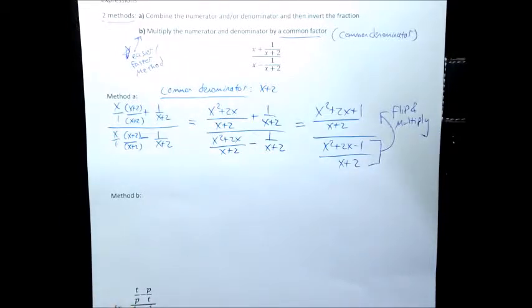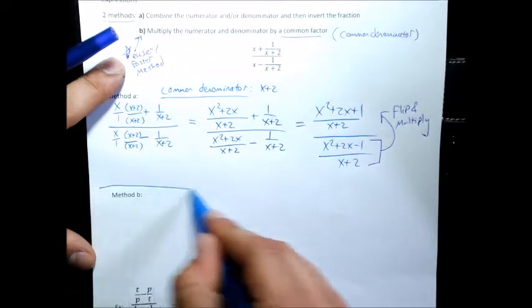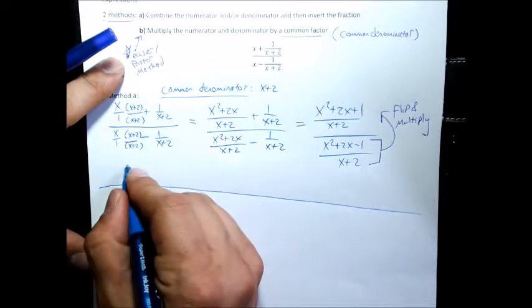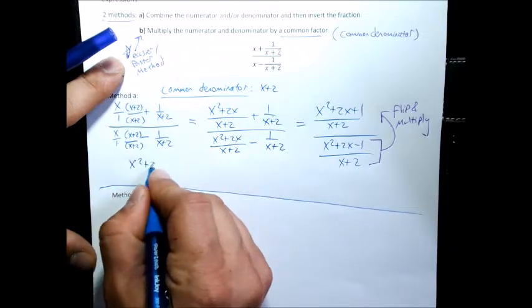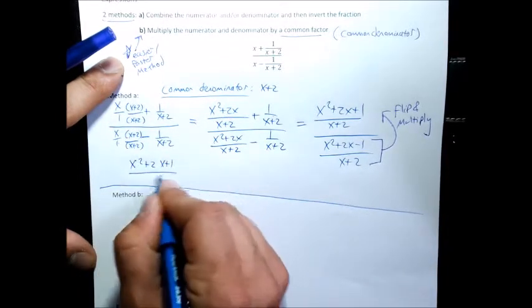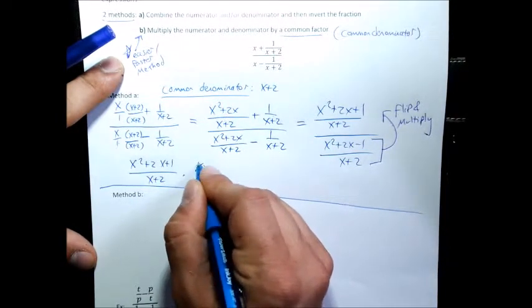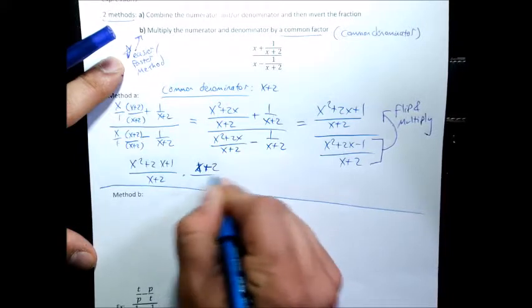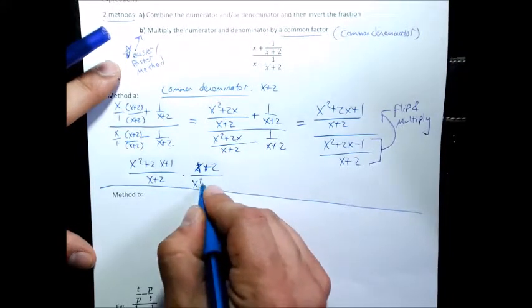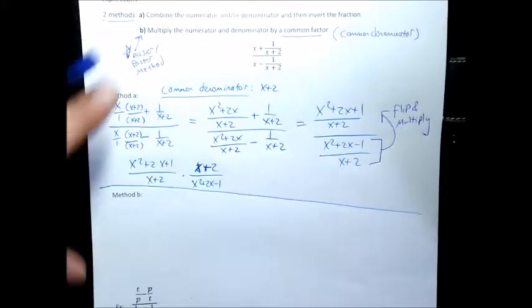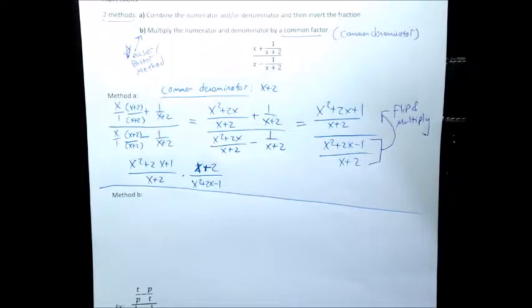So I'm just going to make a line here. We're not going to go past this. When we flip and multiply, we get the following. I flip the bottom. Whoops, that should be x plus 2. X squared plus 2x minus 1. I flipped the bottom, and I'm multiplying it by the top now.